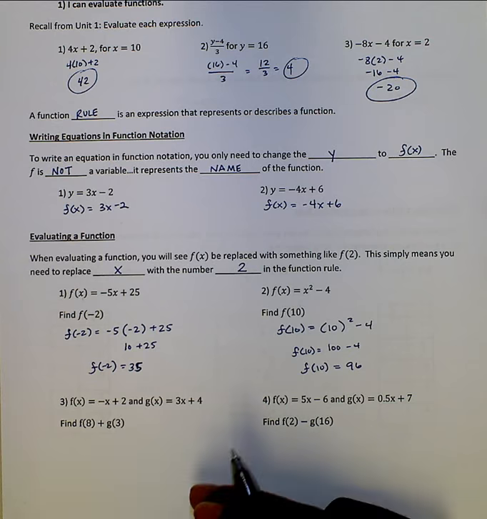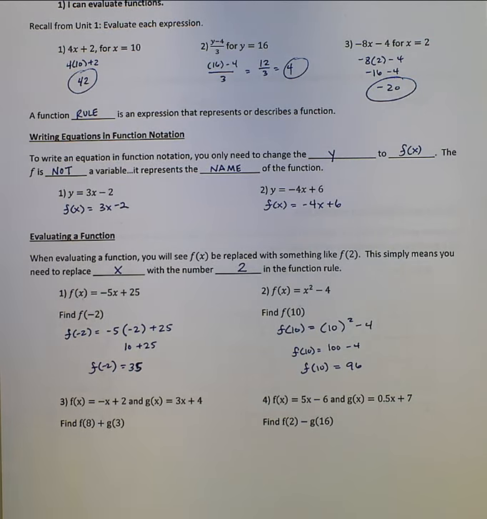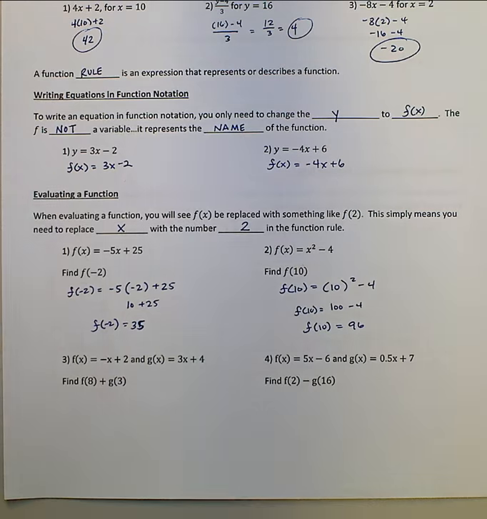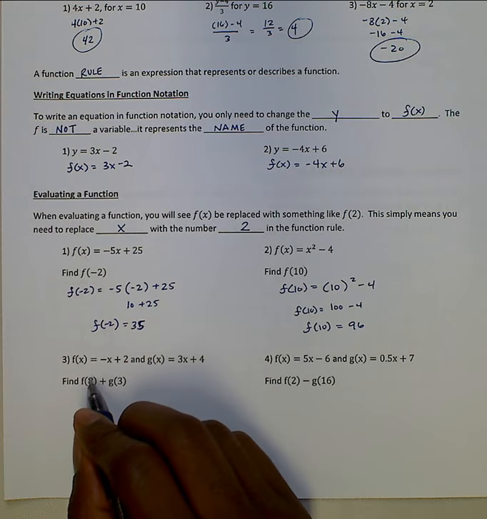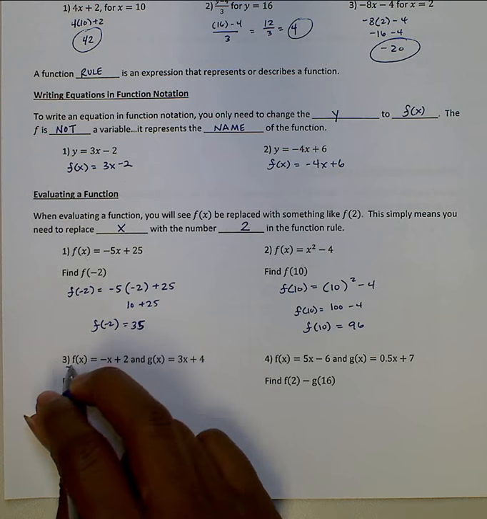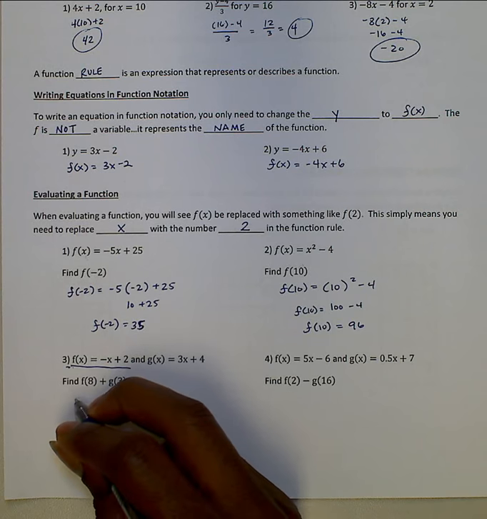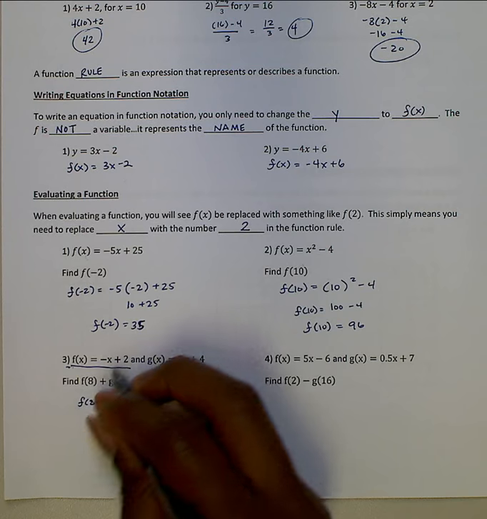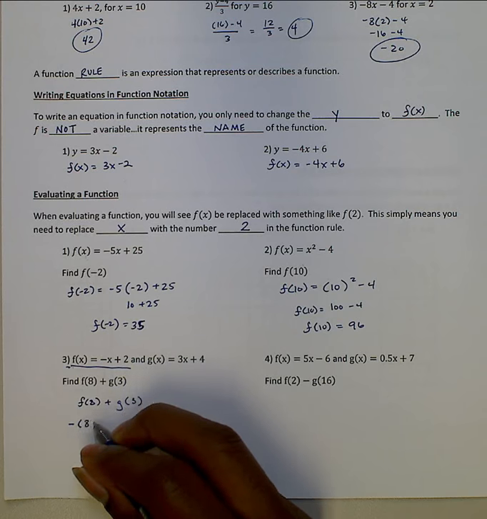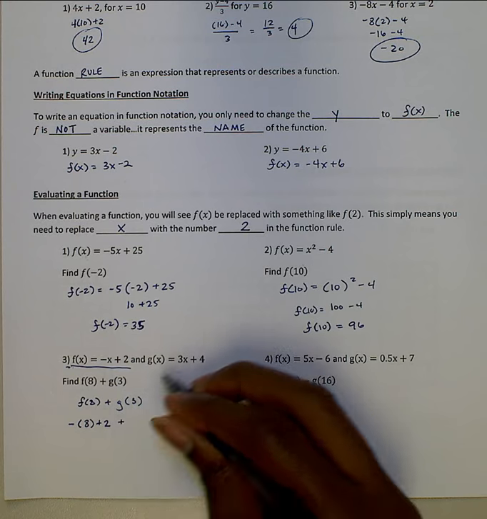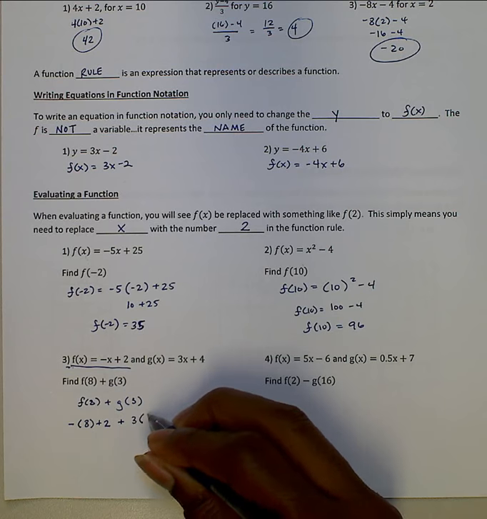And the naming is important, and the reason is if we have multiple functions, we're able to look at those at the same time. So here we have f of 8 plus g of 3. Alright, so f is named here. I'll plug that in. So f of 8 plus g of 3. F of 8 is going to be negative 8 plus 2 plus g of 3, which is plug in 3 for x for g, plus 4.